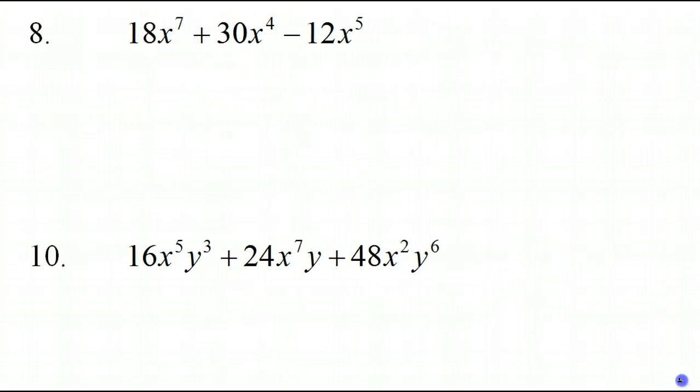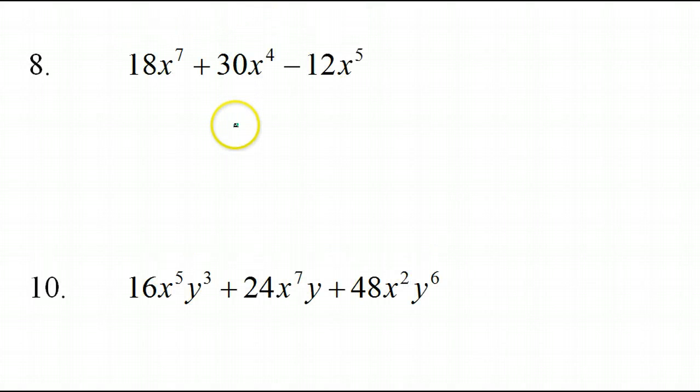Alright, number 8. Looking for that common factor, right? 18, 30, 12. Okay, all of these are divisible by 6. So I'm thinking that's the greatest common factor. If it turns out not to be, I'll see a common factor on the inside. I'll worry about it then. Now, the lesser amount of x's is actually the 4th power, so I'm going to go with the lesser.